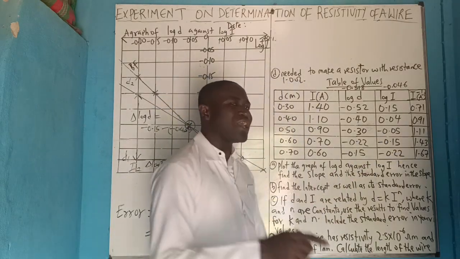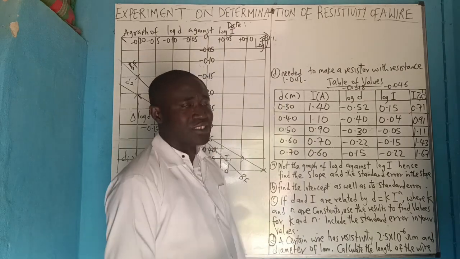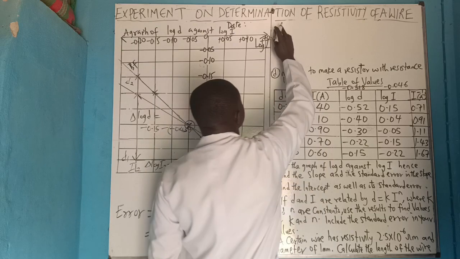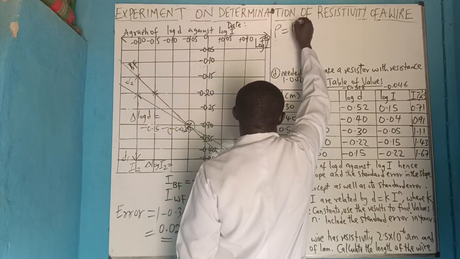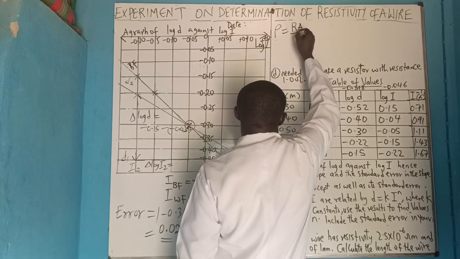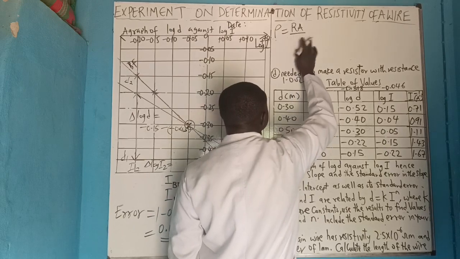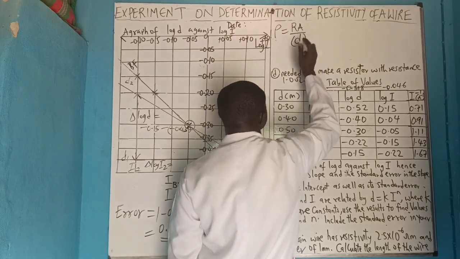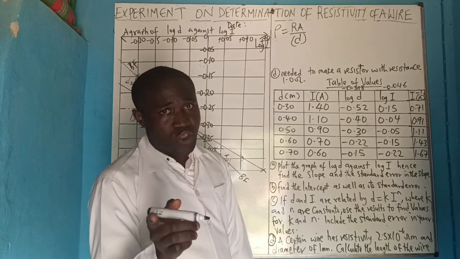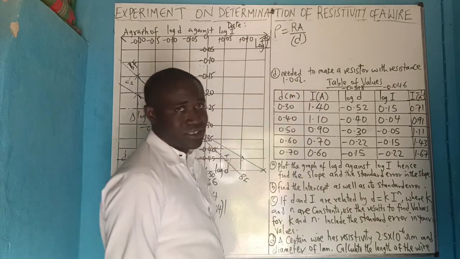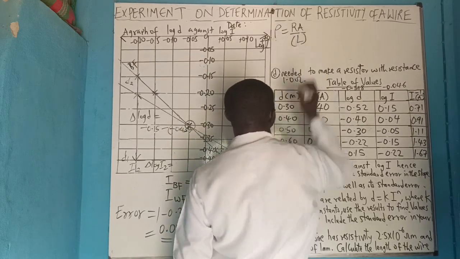How do we know that you have to plot the graph of D against inverse of I so as to get the resistivity? We noted it this way. We say resistivity is equal to RA over L, where this L in this experiment represents the distance. This distance is not the diameter, just the distance, the length, so to speak. Let us use the length before you get confused.